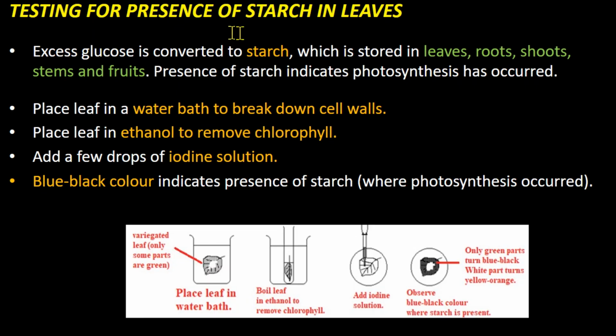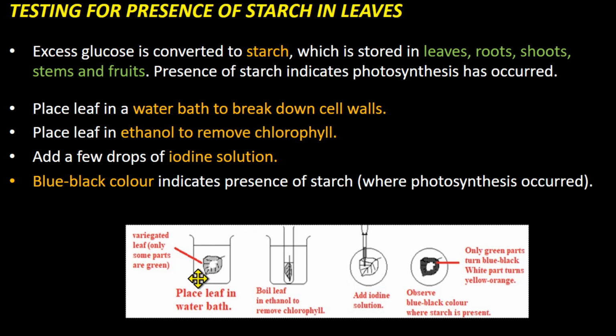Testing for presence of starch in leaves. Well, excess glucose is converted to starch, and this is stored in leaves, roots, shoots, stems, and fruits. The presence of starch indicates that photosynthesis has occurred because the main product of photosynthesis is glucose, and it's eventually converted to starch for storage. So first you place the leaf in a water bath, and this is going to break down the cell walls. That's what the heat is going to do.